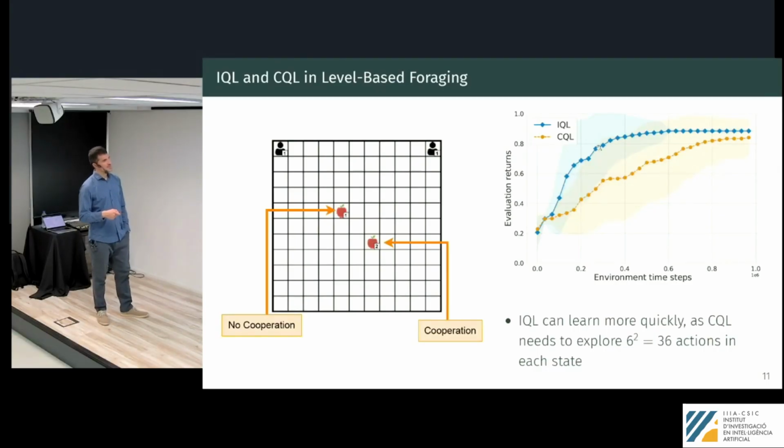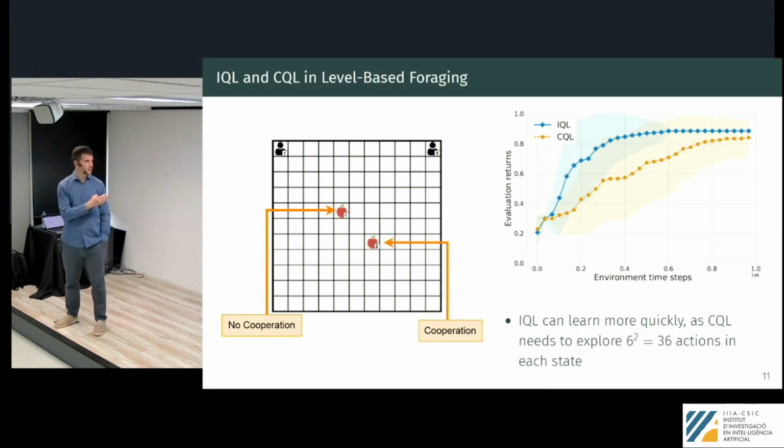So the question is, why do we have a better sample complexity here with the blue line? And I guess we've discussed this already in some places, but I want to just ask here. Does anyone have an idea? Why is independent Q-learning able to learn much faster than central Q-learning? Let's go with you.